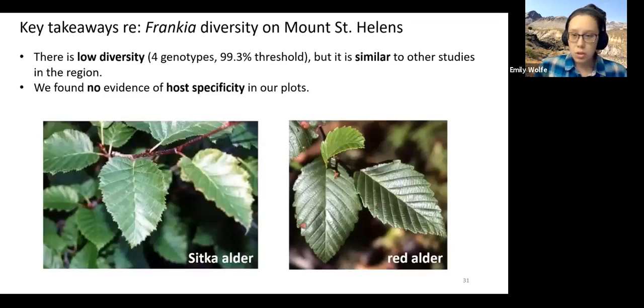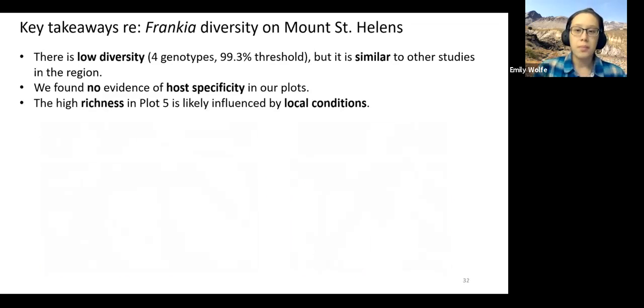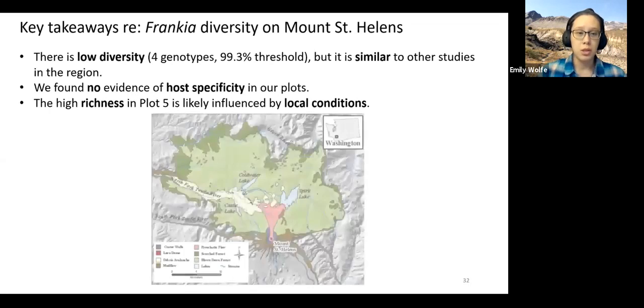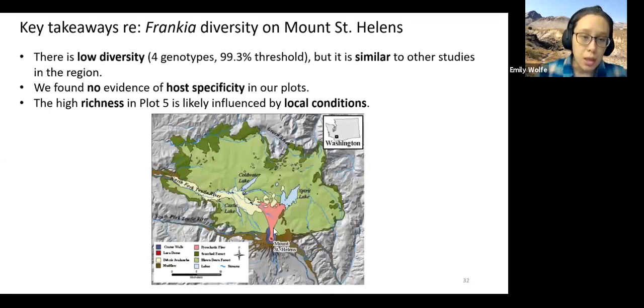So here's our pictures. Okay, so finally, we found the highest richness, 3 genotypes, in plot 5. Notably, this is the only plot located close to the debris avalanche. The other 4 plots, here's a little picture showing you. The debris avalanche is this yellowish, whitish color, and then the pyroclastic flow is this pink color. So the other 4 plots are located on the pyroclastic flow deposits. They're closer to the lake over here.